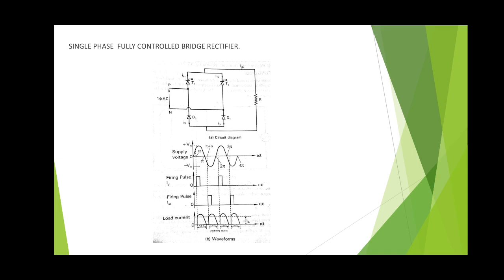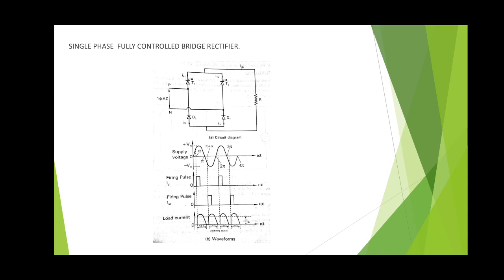So the thyristors are commutated at the end of respective half cycles by natural commutation, and thus we get the full wave output. So waveforms, when we observe, we see that the first wave is supply, then the second wave represents the firing pulses given to the first and second thyristor.